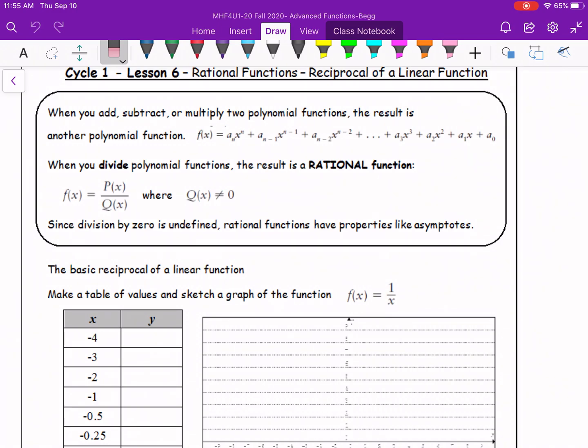In Cycle 1, Lesson 6, we're going to move on from polynomial functions for the time being and start looking at what's called rational functions. Again, with the idea in mind that we're going to be really focused on the graphs using Desmos where necessary to help us understand what's called a rational function. Sometimes we're going to refer to it as a reciprocal function as well.